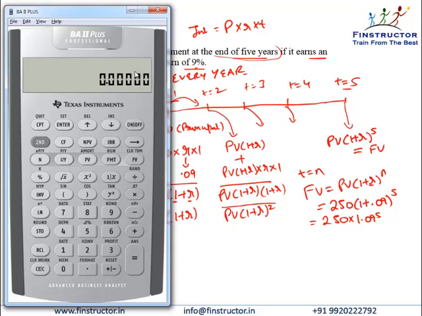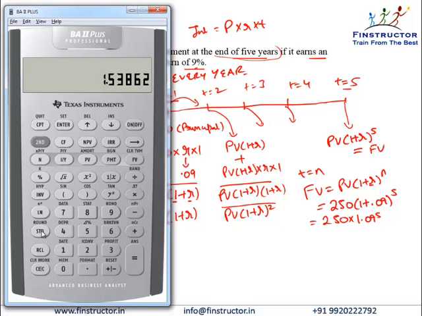We now want to calculate 250 into 1.09 to the power 5. So we will first calculate 1.09 and we want to raise this to the power 5. So we'll press y to the power x and we'll press 5. So that will do 1.09 y to the power x 5 and press equal to. We'll see 1.53862.